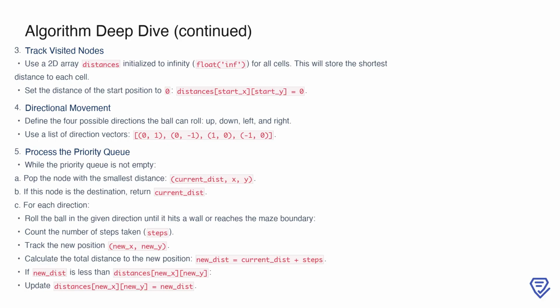Once the priority queue is ready, we begin processing it. This involves repeatedly popping the node with the smallest distance. If this node happens to be the destination, we can return the current distance as the shortest path. For every direction, the ball rolls continuously until it hits a wall or exits the maze boundary. While rolling, we count the steps taken and track the new position. The total distance to this new position is calculated by adding the steps to the current distance. If this new distance is shorter than the previously recorded distance for that cell, we update the distances array and push the new position into the priority queue.